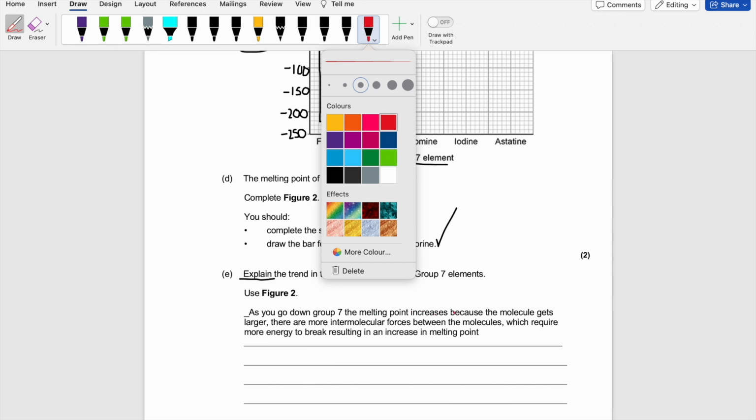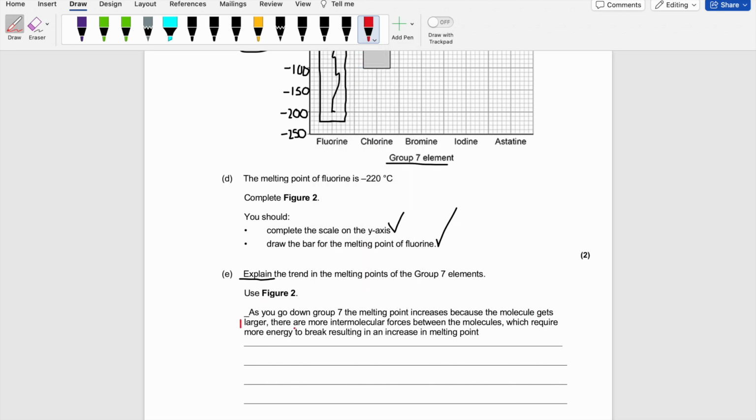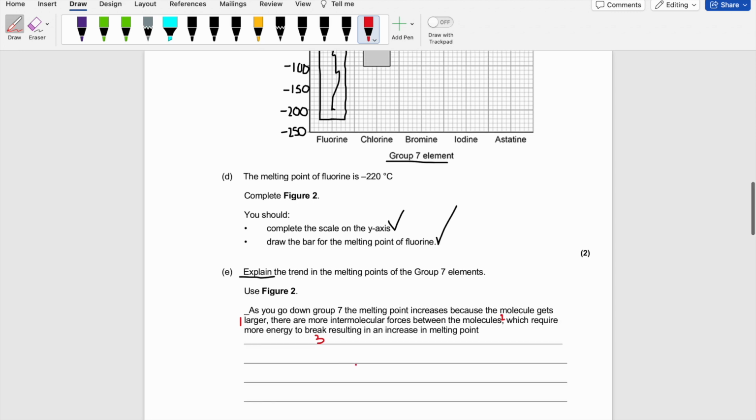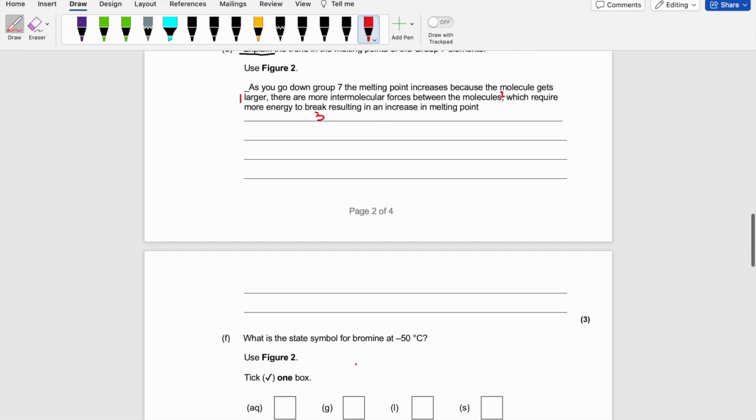So as you go down group 7, the melting point increases because, this is where we get our marks, the molecule gets larger. That's 1 mark. Therefore, there are more intermolecular forces between the molecules. That's mark 2, which require more energy to break. That's mark 3. Okay, so nice 3 marks.